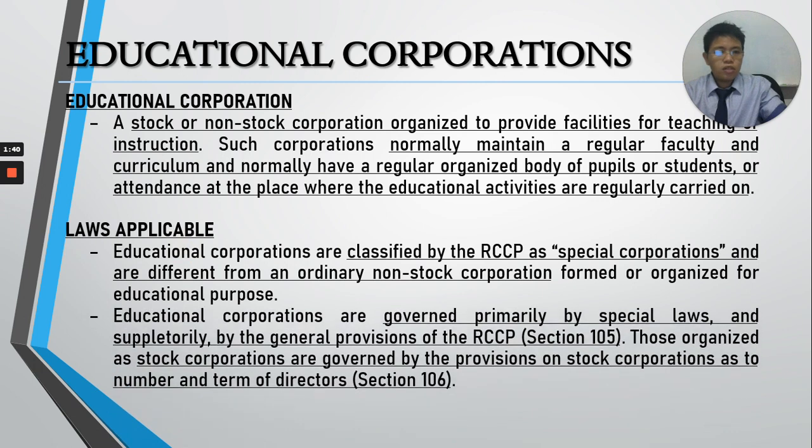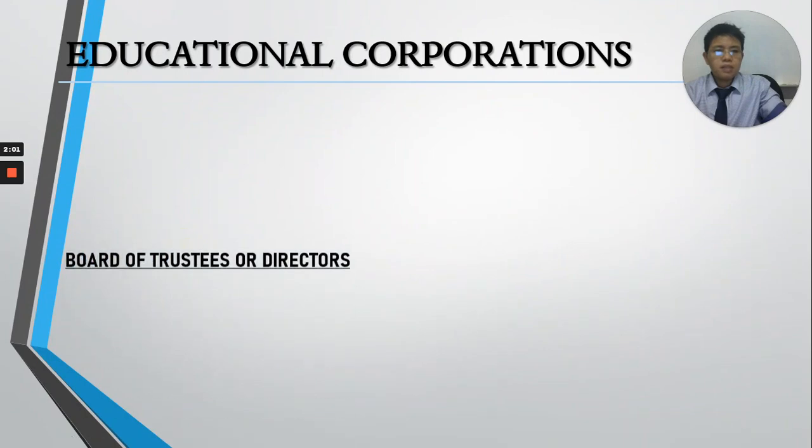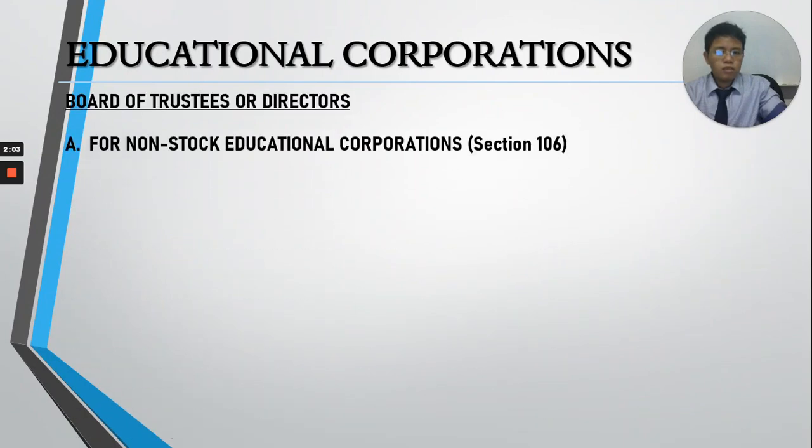Now also, educational corporations are governed primarily by special laws and suppletorily by the general provisions of the Revised Corporation Code. Now, if your educational corporation is a stock corporation, it is governed by the provisions on stock corporations as to number and term of directors. What else? Please take note of some rules for board of trustees or directors in educational corporations.